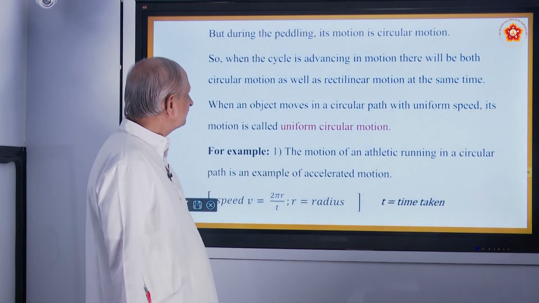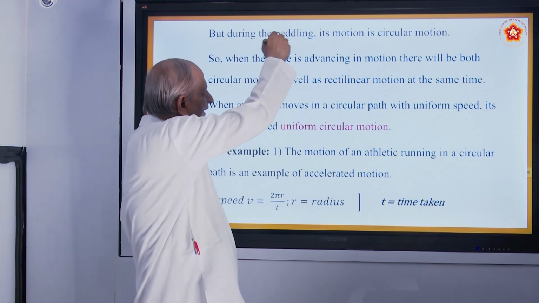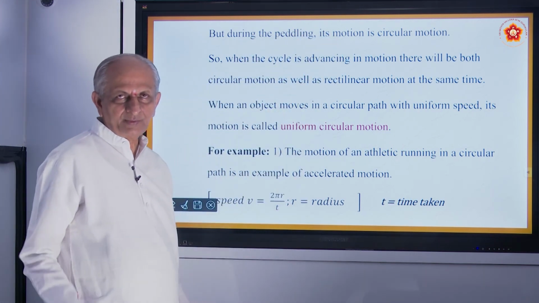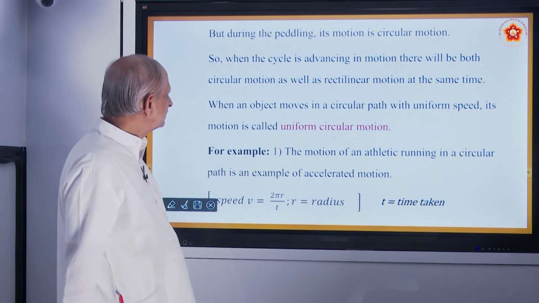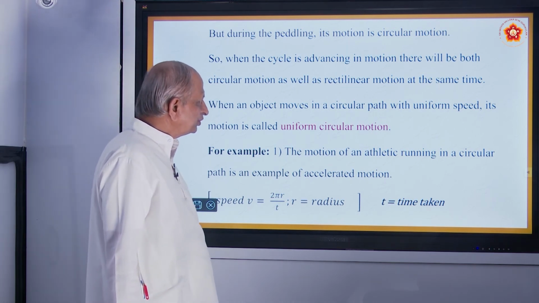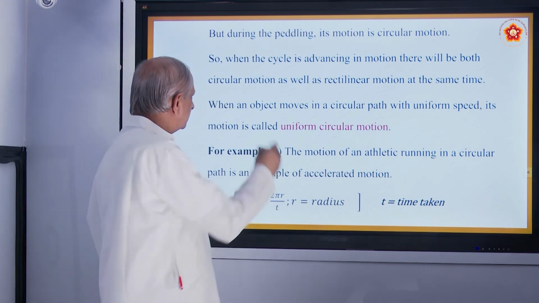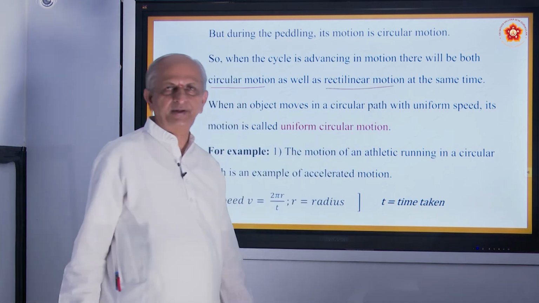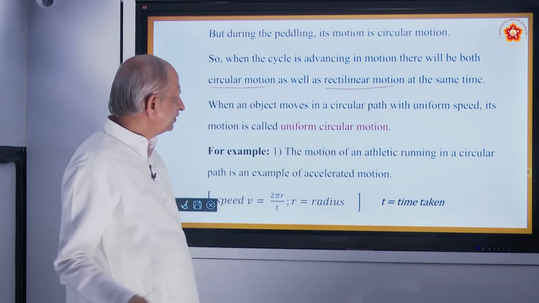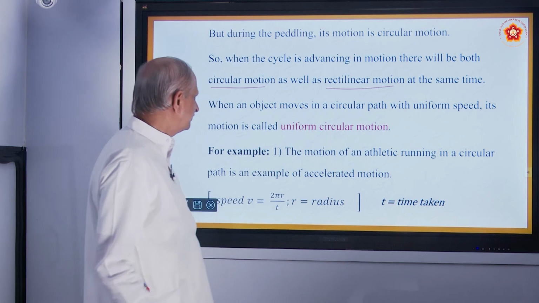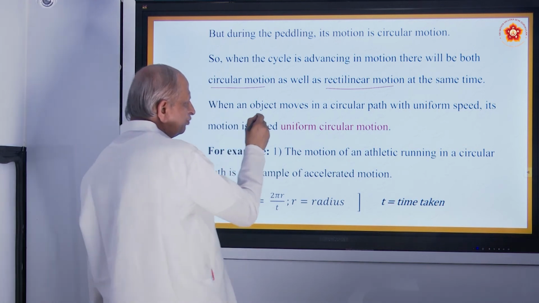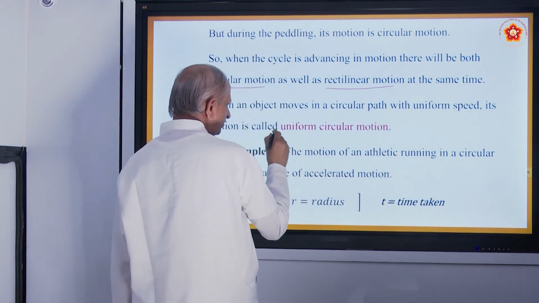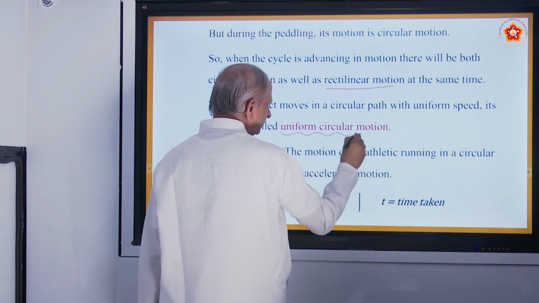Okay. During pedaling, its motion is circular motion because the wheels also rotate. So when the cycle is advancing, there will be both circular motion and rectilinear motion. Rectilinear motion is going on the road. Circular means rotation of the wheels. When an object moves in a circular path with uniform speed, its motion is called uniform circular motion.